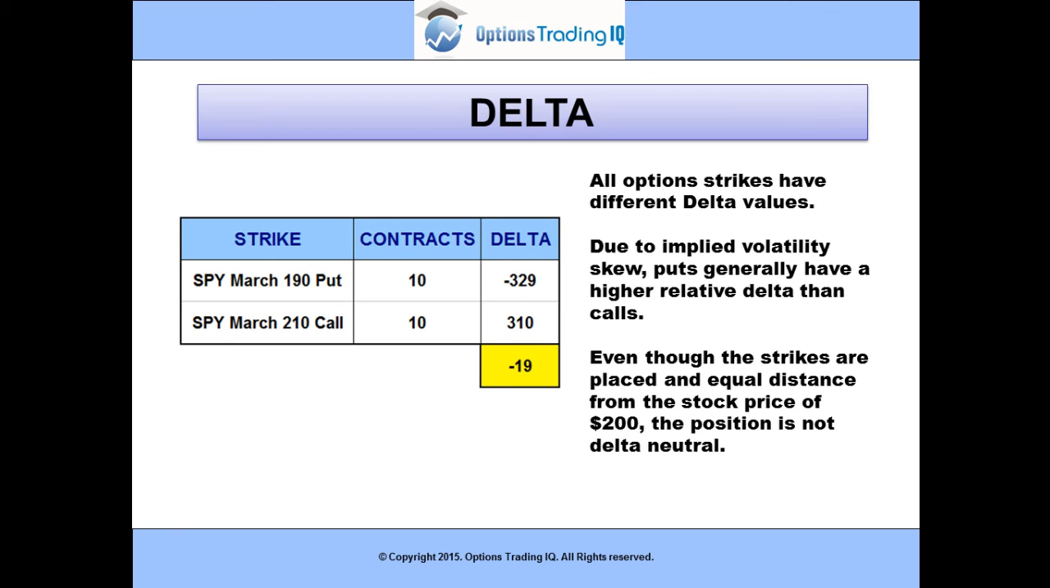So assuming SPY was trading at 200, we've got a March 190 put and a March 210 call, both $10 out of the money, and the delta of the put is negative 329. The delta of the call is 310. So that for 10 contracts, that gives us a net delta of negative 19. So even though we've placed the strikes perfectly equal away from the stock price, we've actually got a negative delta on the trade.